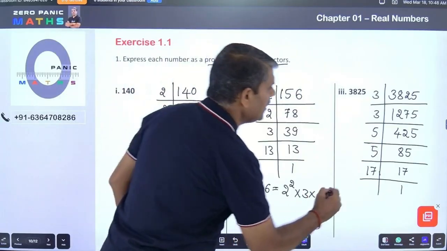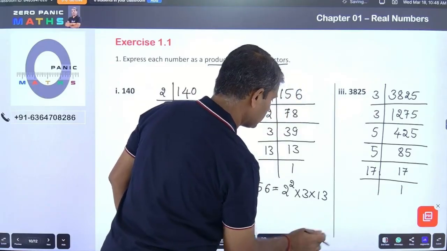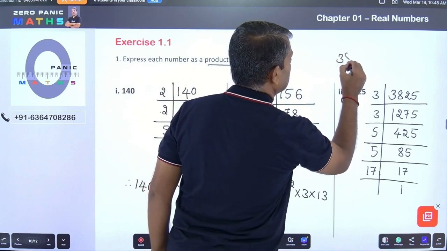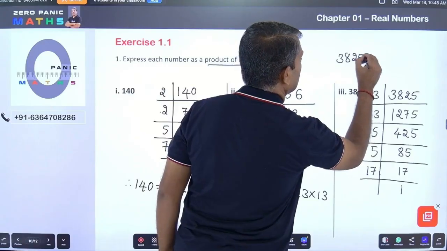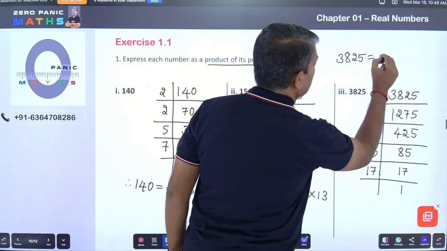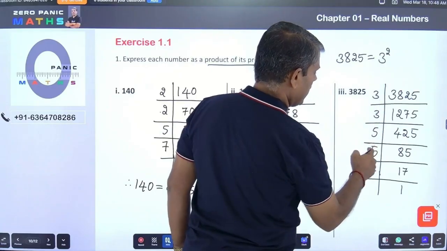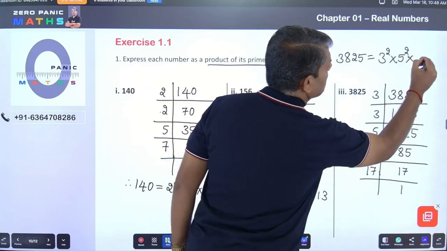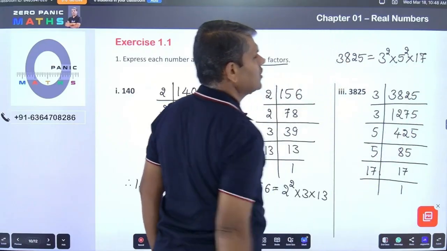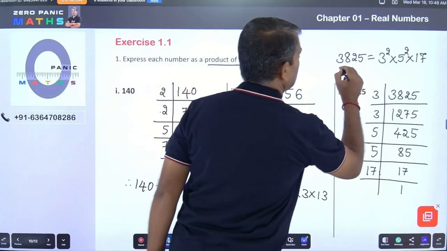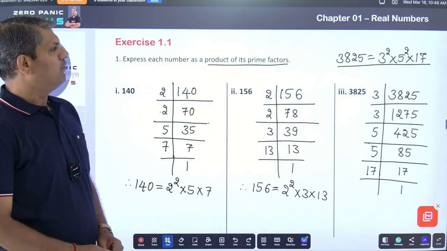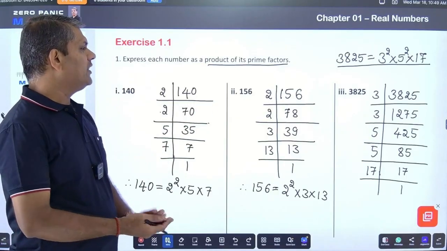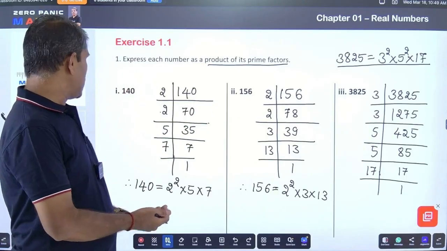So what exactly is the prime factorization of 3825? Let me write it here. 3825 is equal to 3 to the power of 2, 5 to the power of 2 and 17, you can say, to the power of 1. So this is the prime factorization of 3825. Okay, let us continue with the next set of exercise problems.